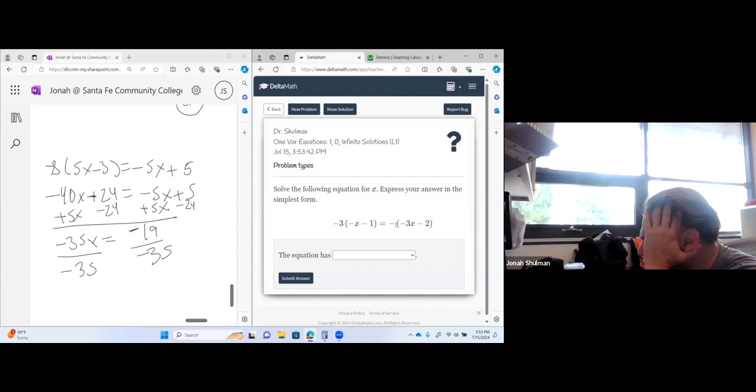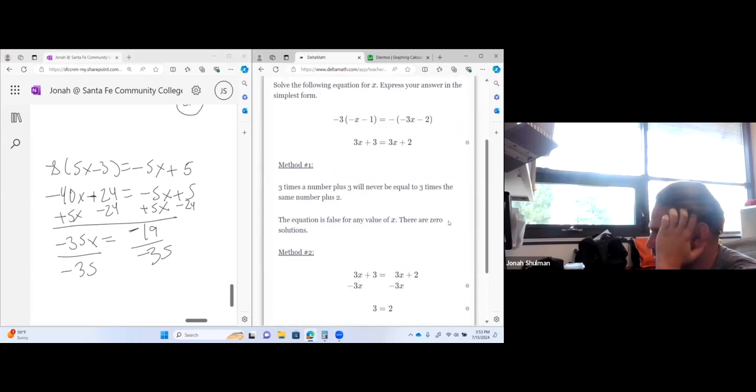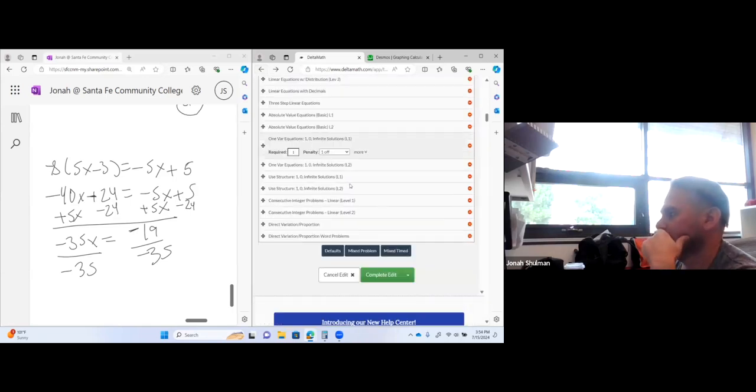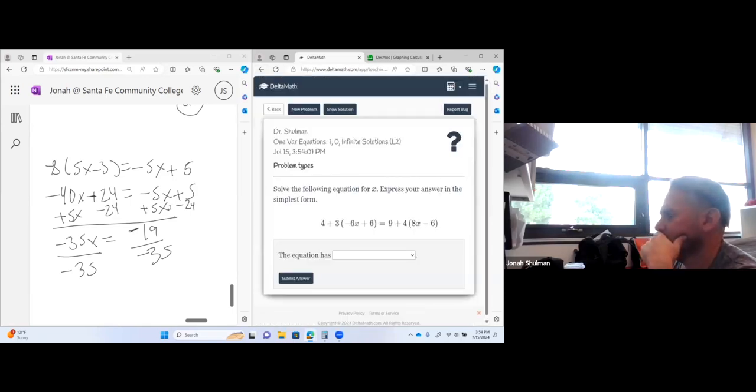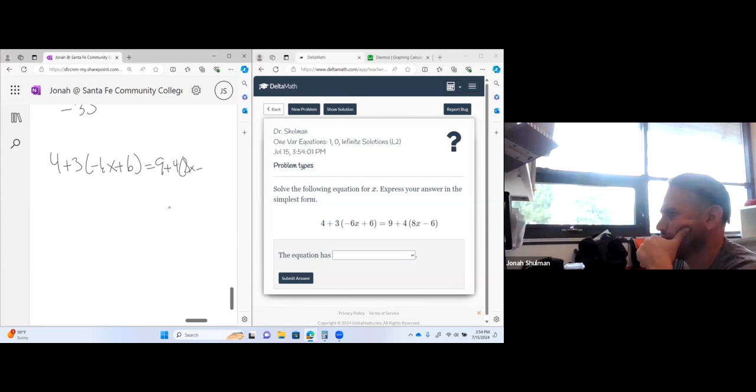That's positive 3x, positive 3x. Those cancel. And we have a positive 3 and a positive 2, no solution. Because 3 can't equal 2. All right, let's do this one. This one is kind of scary, right? Don't be afraid. 4 plus 3, negative 6x plus 6 equals 9 plus 4, 8x minus 6.